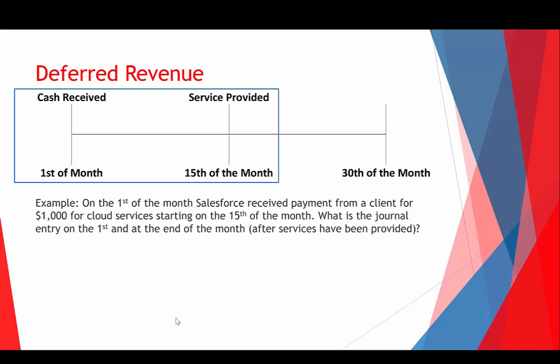On the first of the month, they received payment from a client for $1,000 for cloud services starting on the 15th of the month. So what is the journal entry on the first and at the end of the month after the services have been provided?